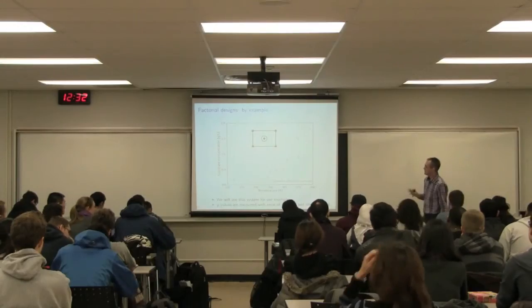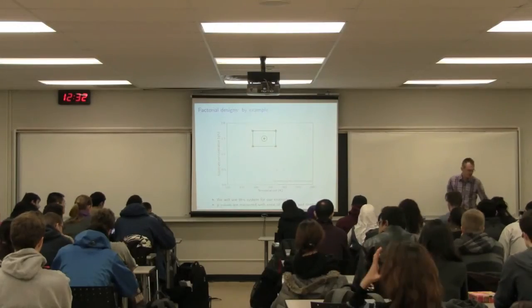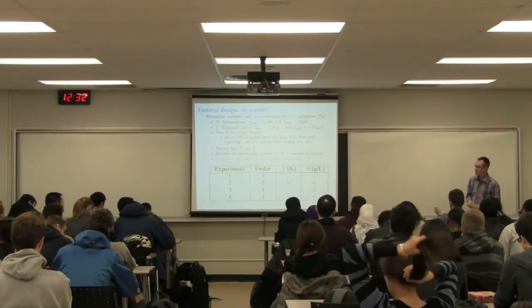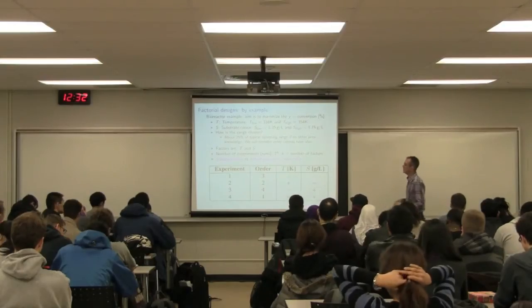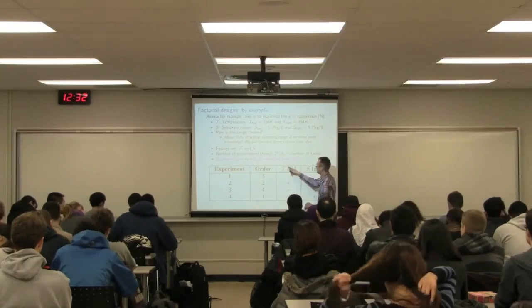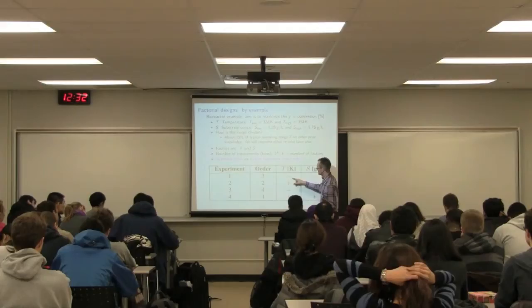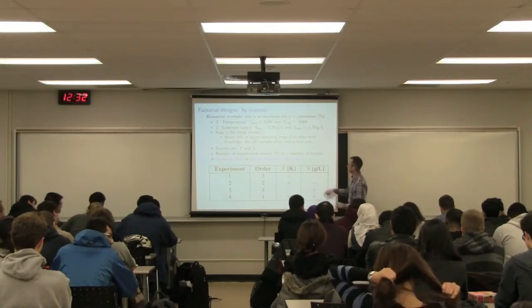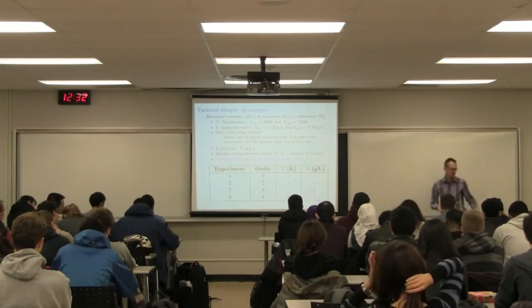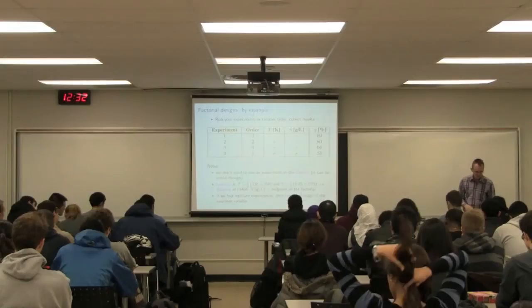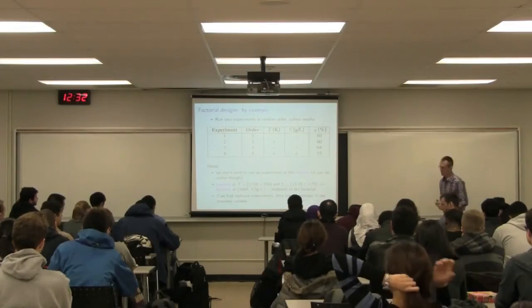So this company goes and does the four experiments, and yesterday we spoke a bit about how to set up the table in standard order. So we've got my first factor, temperature, that's alternating at the fastest rate. The next factor, substrate concentration, alternates at the next fastest rate. And those are the four data points collected.